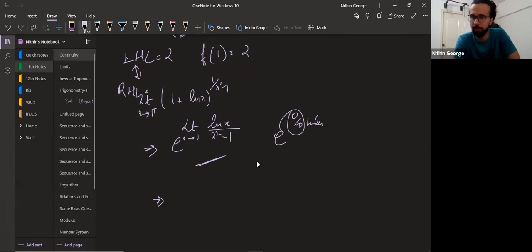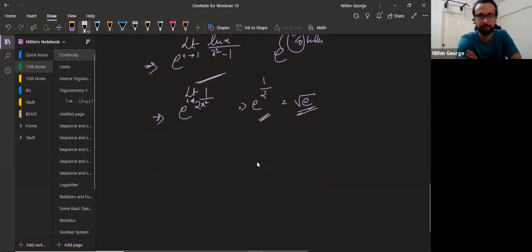For that, I'll simply use L'Hopital rule. L'Hopital rule says differentiate the numerator. Ln x becomes 1 by x. Differentiate the denominator. x square minus 1 becomes 2x. So this becomes e power 1 by 2x square, limit x tends to 1. Now if I put the value here, I get e power 1 by 2, which is absolutely permissible. So I get root e as my answer. So LHL is not equal to RHL. The limit does not exist. Directly, you can say that this function is discontinuous.